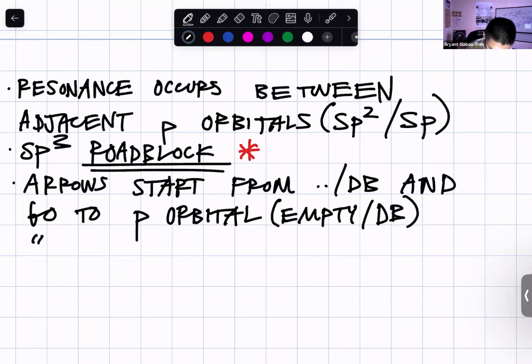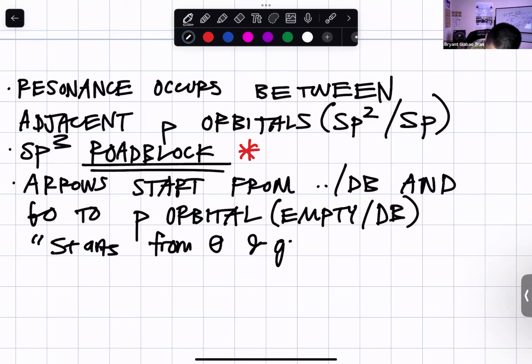Another way to say it is the arrow starts from a negative charge and goes to a positive charge. Think of it as filling in a void, right? It starts with a negative charge and it goes to a void. Basically, it goes to something that can accept electrons.